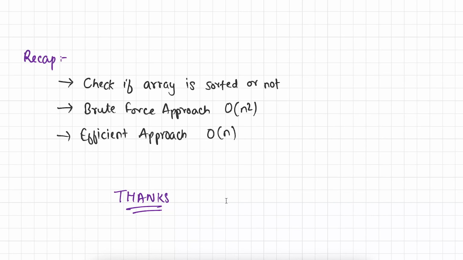After the brute force approach, we saw the efficient approach to solve this problem. In this approach, our observation was that if the 0th to I minus 1 elements are already sorted, then obviously the ith element is always greater than the ith minus 1 element, right? Using this observation, we solved this problem, and the time complexity came out to be big O of n. So I hope now you have a good understanding of how to find if an array is sorted or not.